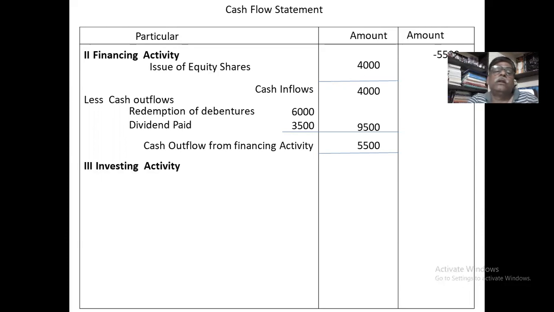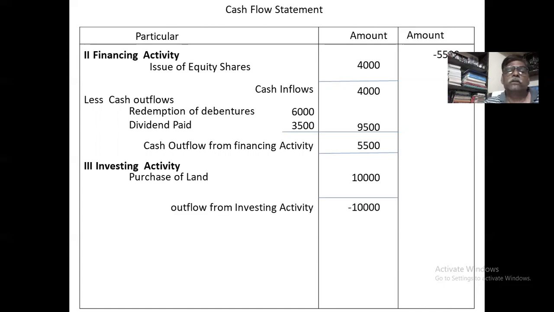And third activity is investing activity. Here only one is there, purchase of land. Purchase of land is 10,000. If you purchase the land, cash goes. So it is an outflow. So you put minus. Cash outflow from investing activity is 10,000.